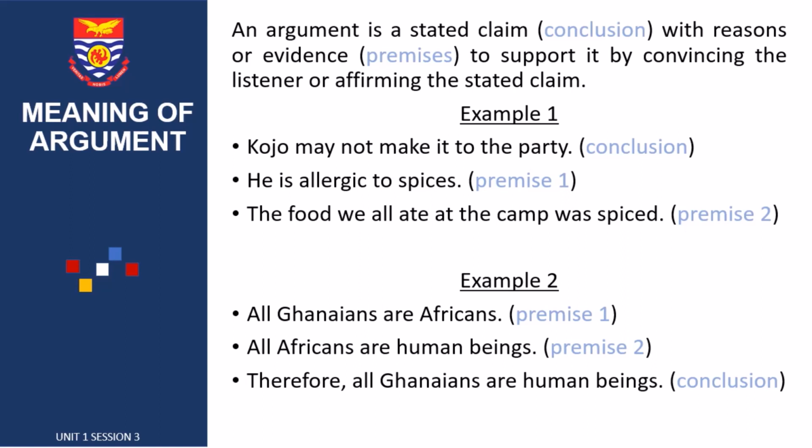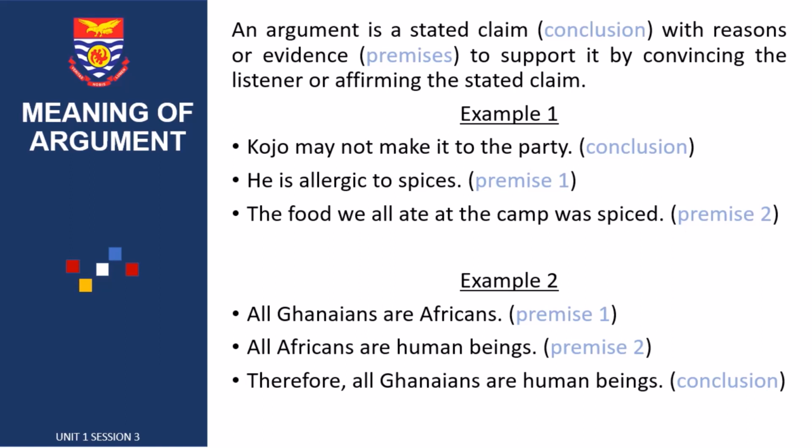The second example we have of an argument says all Ghanaians are Africans. All Africans are human beings. Therefore, all Ghanaians are human beings. So here you could see that we have all Ghanaians are Africans. That is a fact somebody is stating. All Africans are human beings. That's another fact somebody is stating. And the person concludes, therefore all Ghanaians are human beings. So from the available premises which are already established, the person goes ahead to draw the conclusion based on the available premises or stated facts.